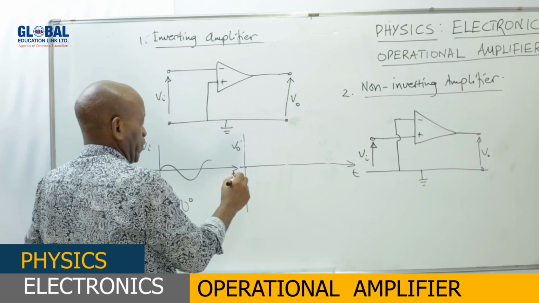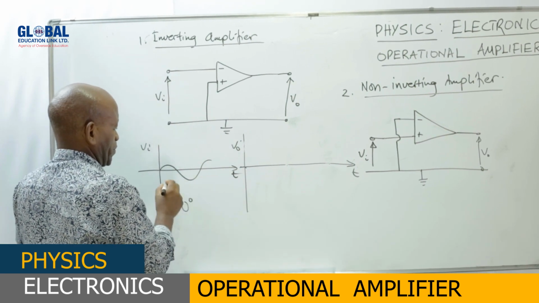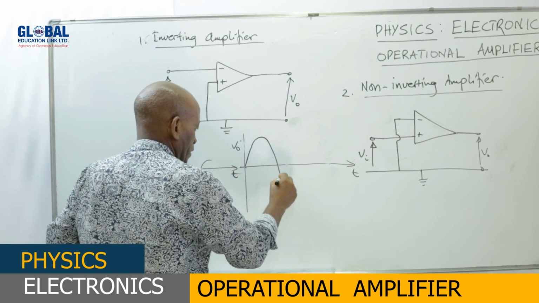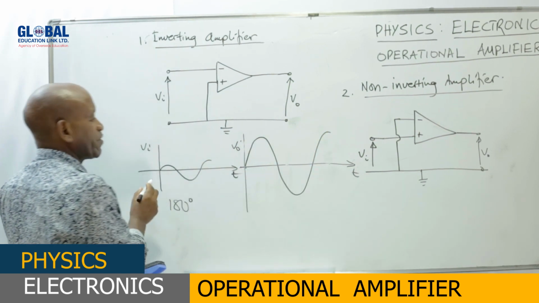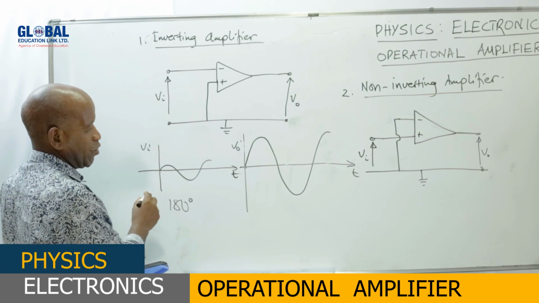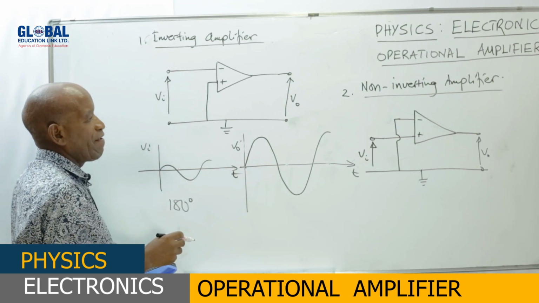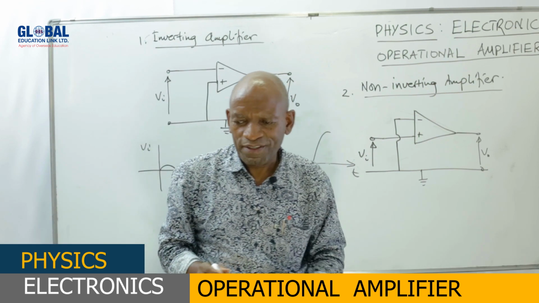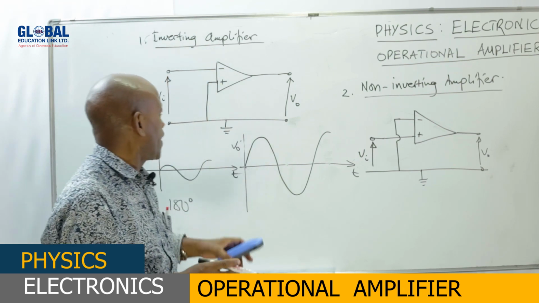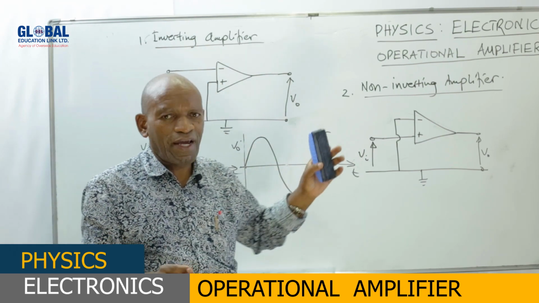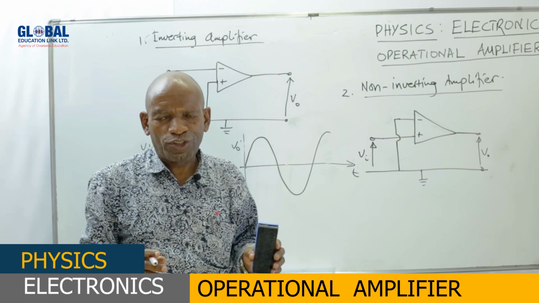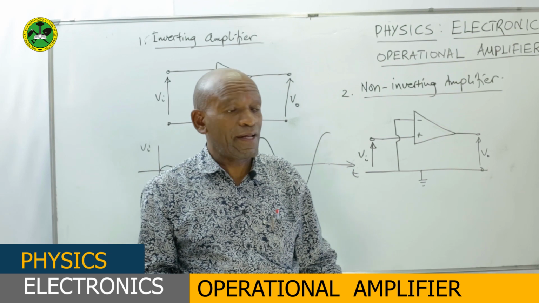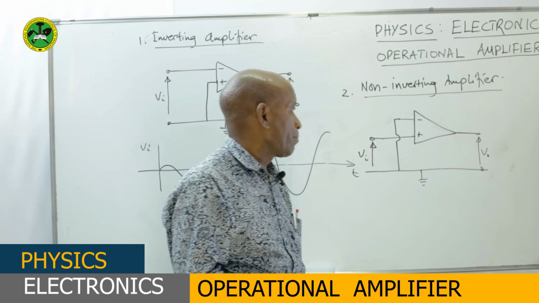The signal will be amplified, so it will be bigger than the input, but it is in phase with it. So that is the non-inverting amplifier. We have a connection like that. These are the two ways the operational amplifier can operate. Okay, students, now let us look at another feature of an operational amplifier.